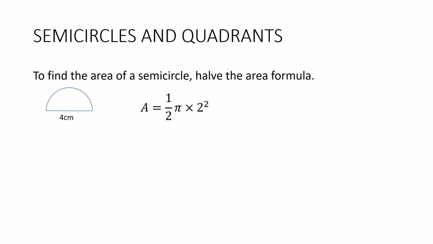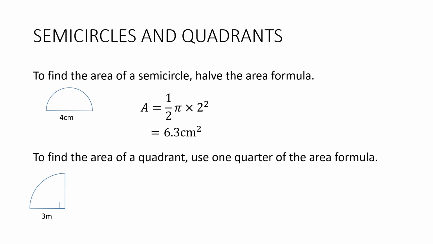So we're going to do a half times pi times, oh, where did this 2 come from? Oh, look at that, sneaky. We have the diameter here, not the radius. So to find the radius, we have to do half of the diameter, which is 2. Half times pi times 2 squared, which is 6.3 centimeters squared.